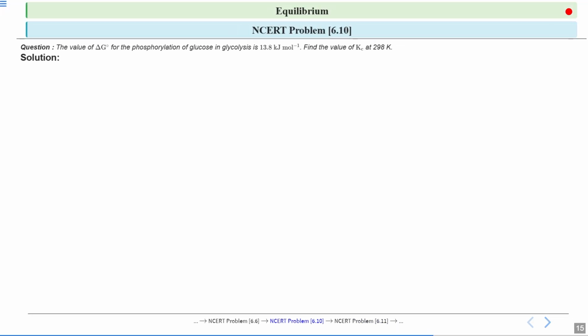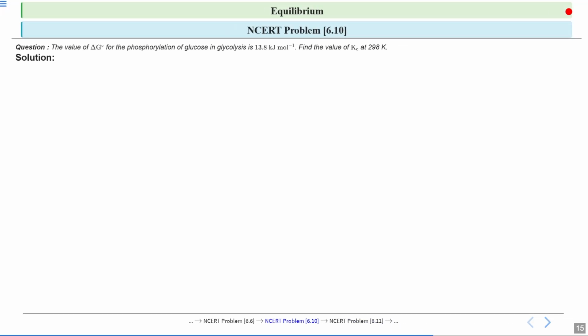So your time is up. Let's see what is the correct answer. How will you solve it? You are given the value of delta G naught as 13.8 kilojoule per mole, and you can convert this. I have told you to convert this.